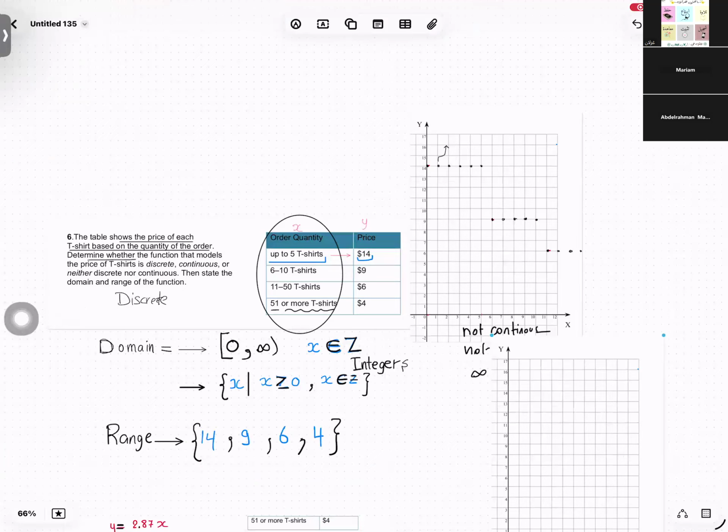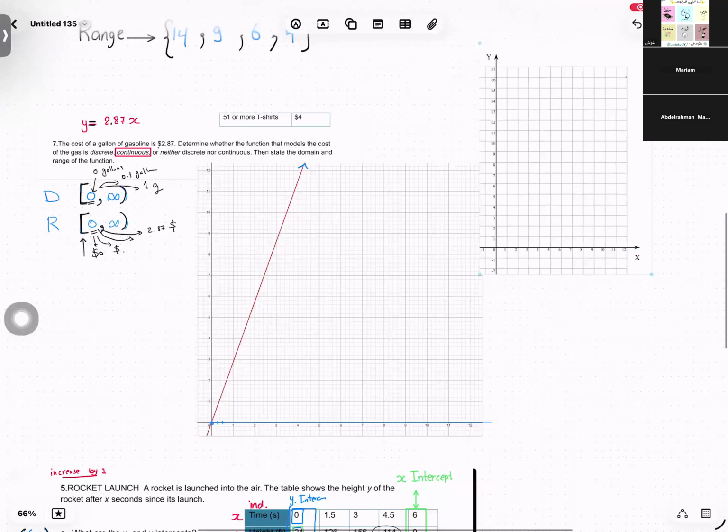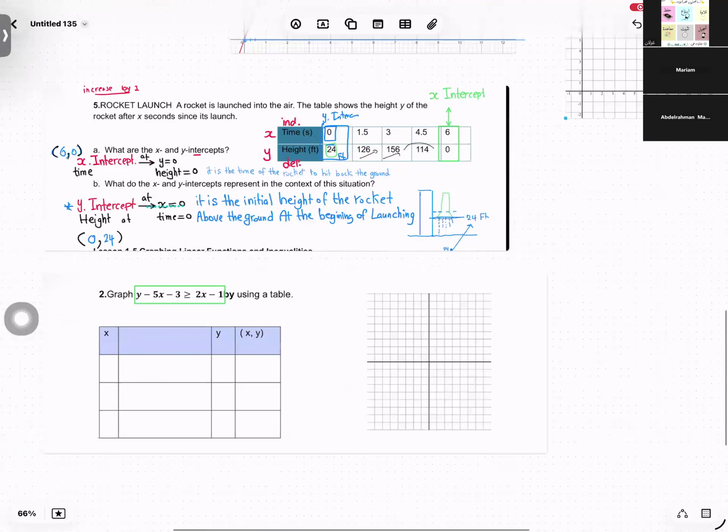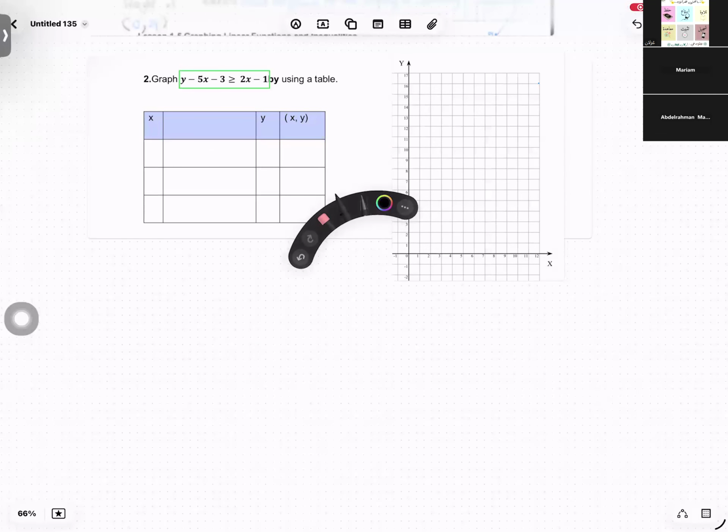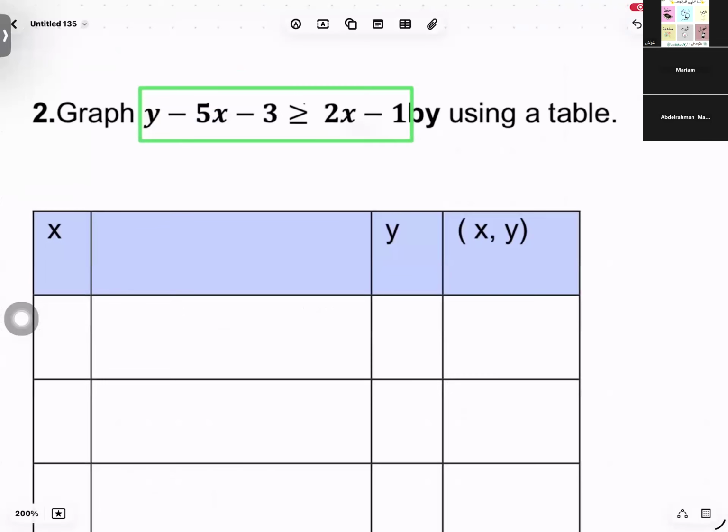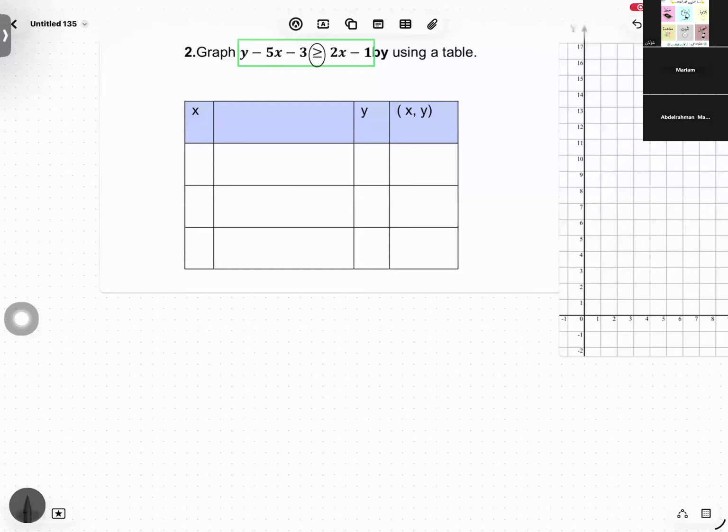Here we do the same thing, but I will tell you something. When you have an inequality, it's an inequality because it's not an equation. It is greater than or equal to. We need to rearrange the inequality to be in this form: y greater than or smaller than or equal to mx plus b or plus c. Which means, Mariam, we need to make the y isolated.